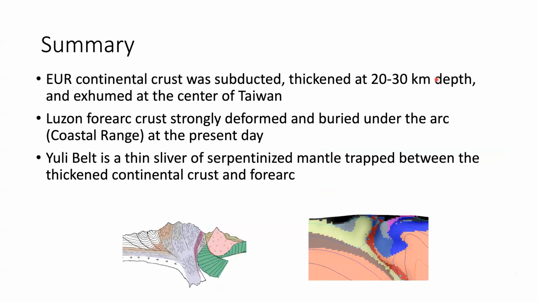So in summary, we found that the Eurasian continental crust, when it's subducted, becomes thickened and then it is exhumed at the center of Taiwan. And the Luzon forearc crust is strongly deformed and eventually becomes buried under the crust at the present day. And the UD belt is a thin sliver of serpentinized mantle that's being trapped between these two regions. Okay, I think that's the end. Thank you.